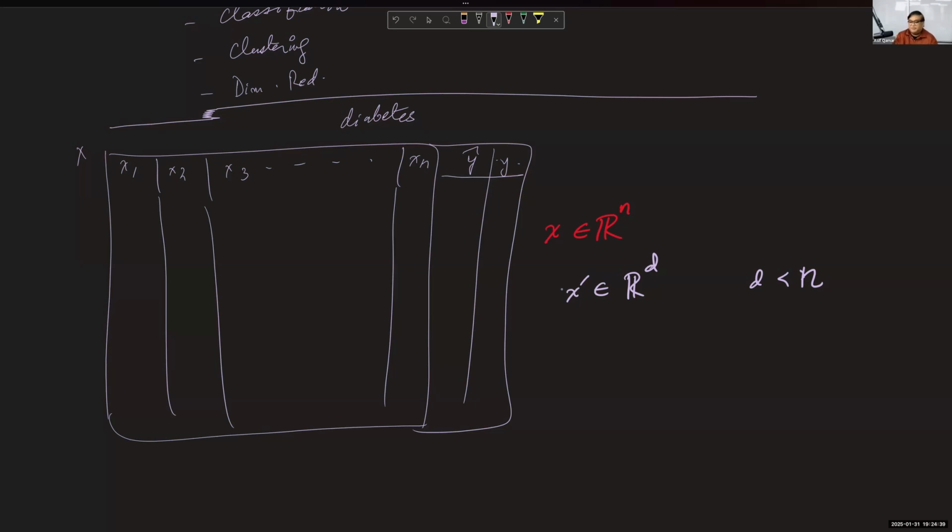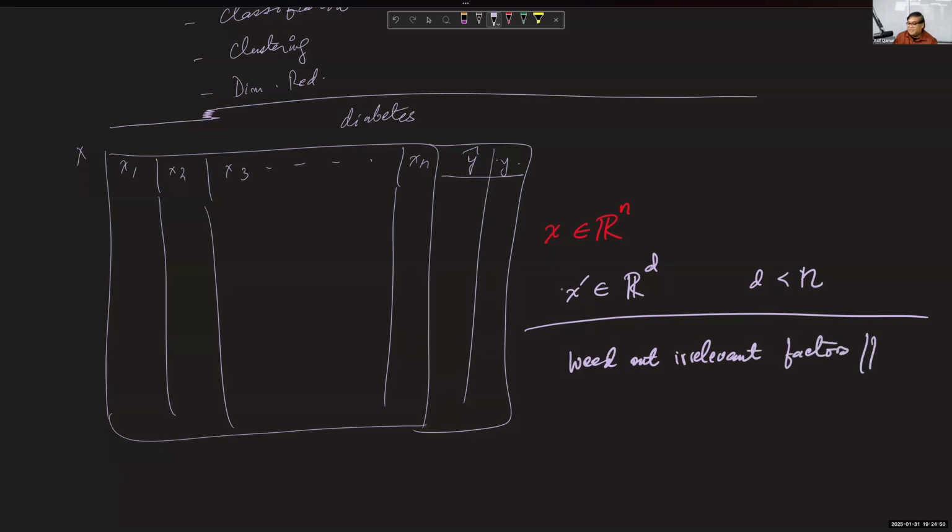So it's the simplest form of dimensionality reduction. Let's just call it weed out irrelevant factors or features. This is about as lucky as you can be. If you can find features that don't matter at all, throw them out. You're done.